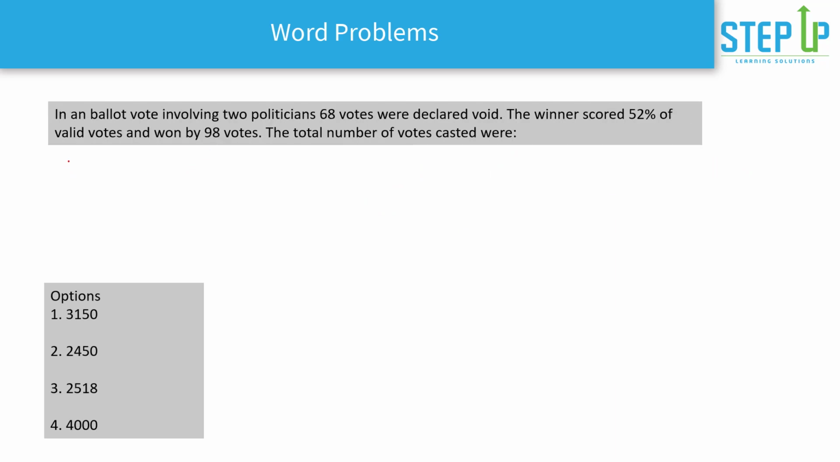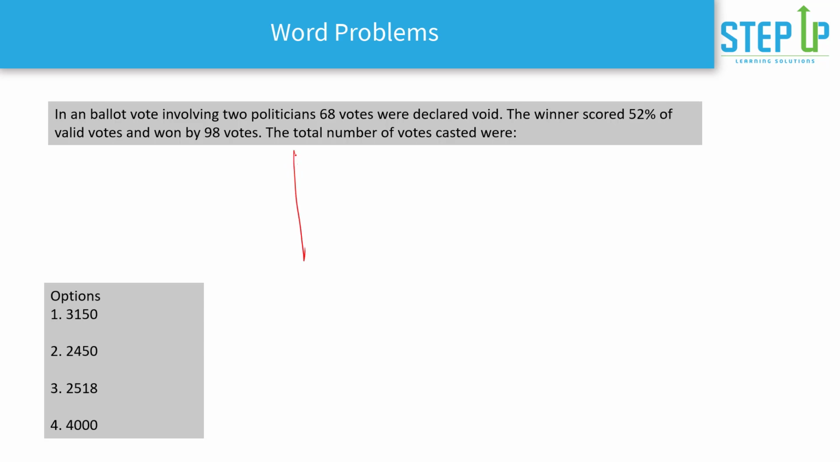Now this is also a very typical question that comes in percentage, a ballot vote, and people voting, and some votes were void and some were valid. So let's see what the question says. In a ballot vote involving two politicians, 68 votes were declared void. Okay, 68 votes were declared void. The winner scored 52% of valid votes and won by 98 votes.